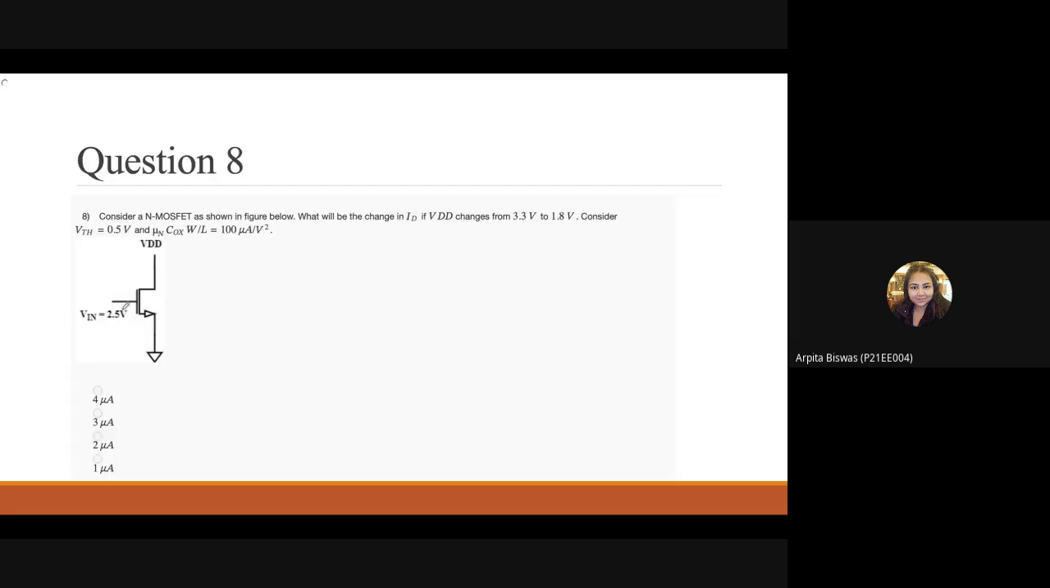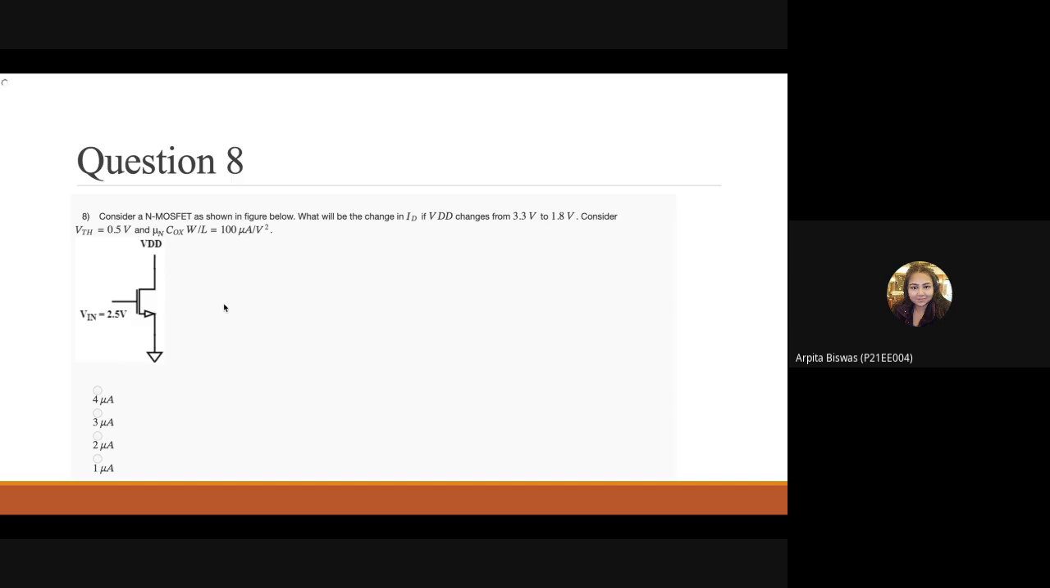I think all of you will try to solve this question. Consider a MOSFET as shown in the figure below. What will be the change in ID if VDD changes from 3.3 volt to 1.8 volt? Consider VTH equal to 0.5 and mu Cox W by L equal to 100 microampere per volt square. So this is the structure. Try to calculate it, there is no hurry, take your time.